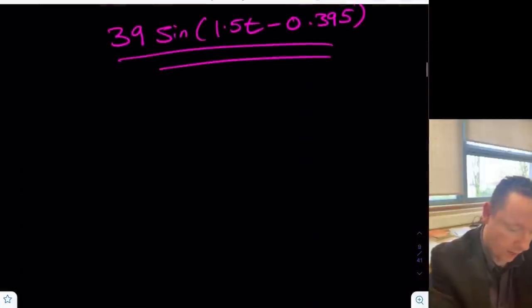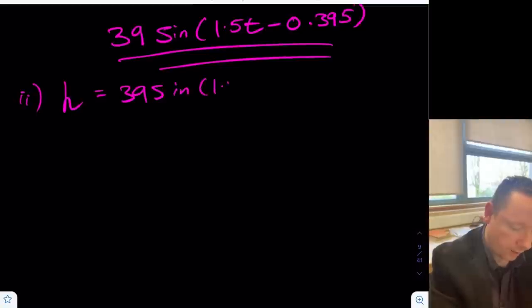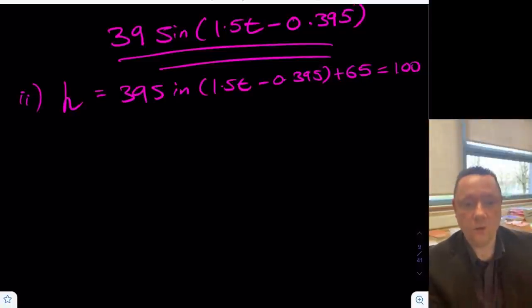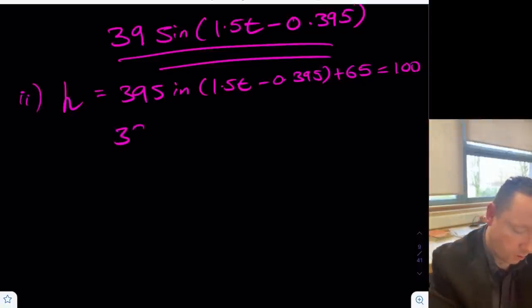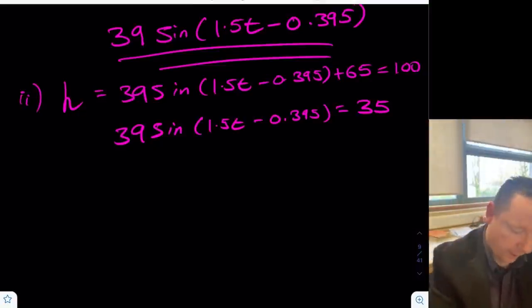So I'll go ahead and do that. So that means, I'll just call this part 2, our h equals 39 sine 1.5t minus 0.395 plus 65, and that's going to equal 100. So we've just got an equation to solve now. That means I can take the 65 across with the 39, so we get 39 sine 1.5t minus 0.395 equals 35. So dividing through by 39, we get sine 1.5t minus 0.395 equals 35 over 39.